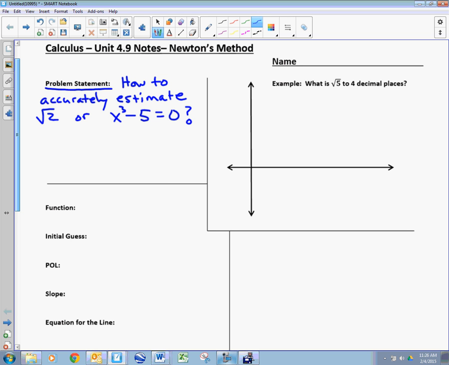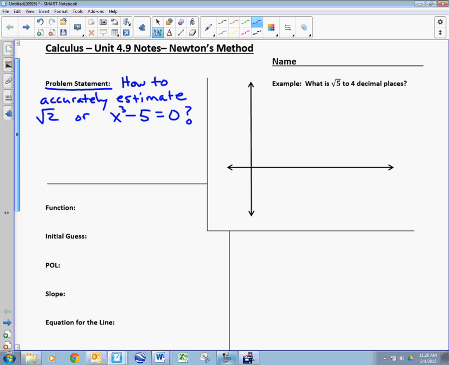So again, I ask you the square root of 2, you shout out 1.41, but then I say, what's the solution to x cubed minus 5? And other than saying somewhere between 1 and 2, you really don't know what to say. So here's what Isaac Newton said. He said, suppose we wanted to accurately estimate the square root of 5 to 4 decimal places. How can we do that? How can we do it quickly and efficiently? And here's what he said.